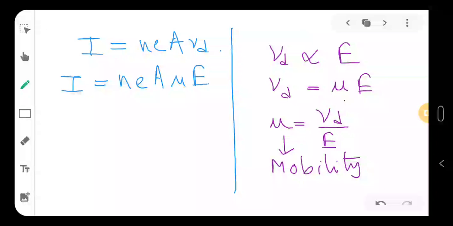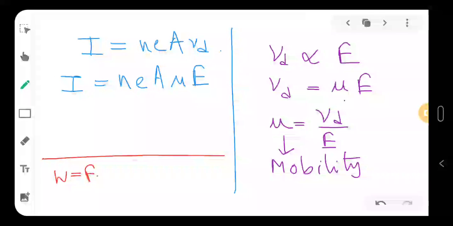Okay. So I now have a relationship between I and E. One more thing is left to do at the end, and that is the relationship between E and the voltage. I am using another color here, in the lower portion. We know that the work done is force into displacement, that is L, right?